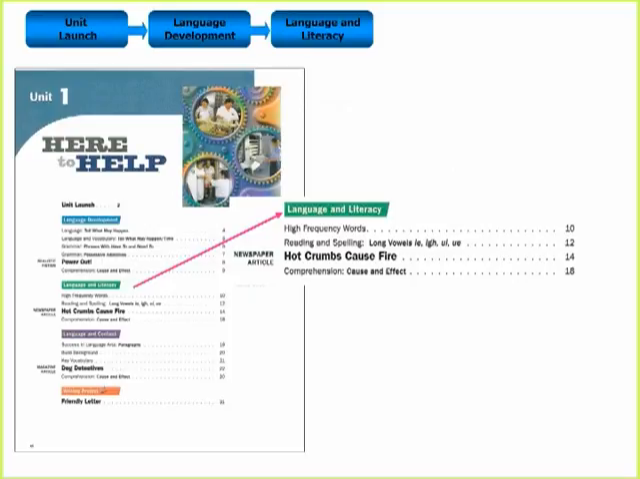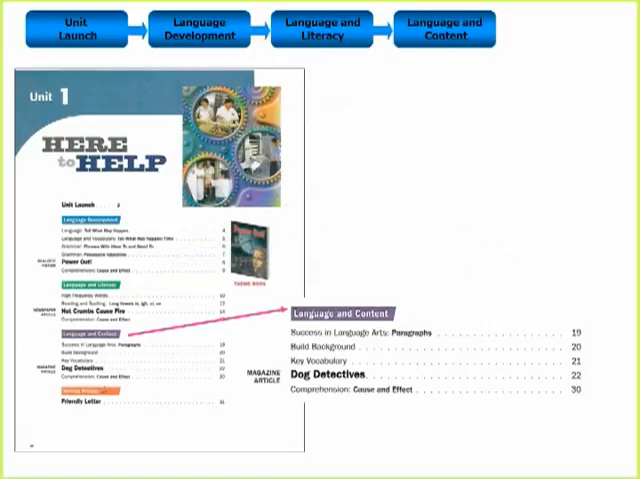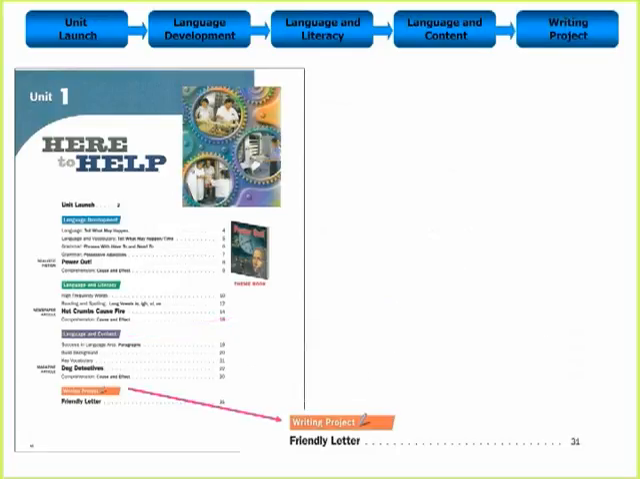Also, the same comprehension skill that was introduced in the language development lessons continues as students read a selection on their own. The language and content section explores text features and nonfiction genres and focuses on comprehension with an opportunity to read expository text. The comprehension focus will be the same as it is in the language development and language and literacy strands. And finally, the writing project connects key skills from every section: language, literacy, and content. This project will always be tightly connected to what students have been reading.